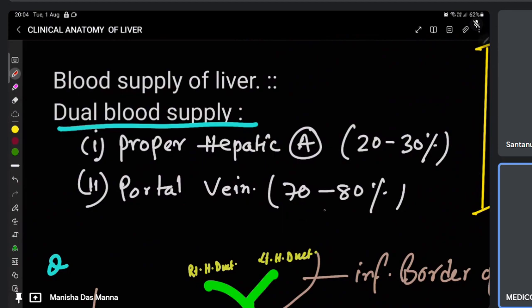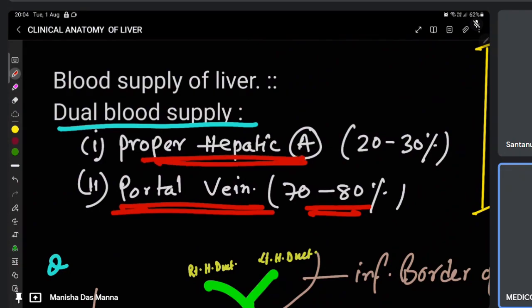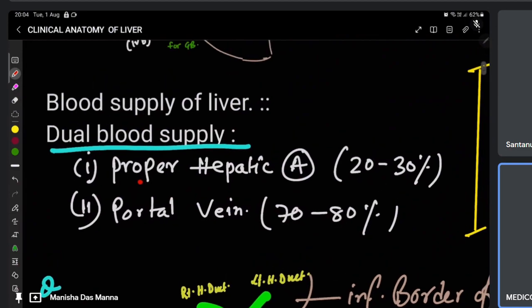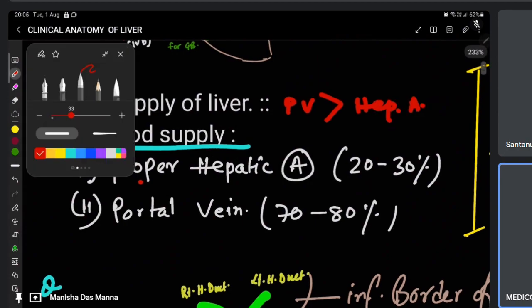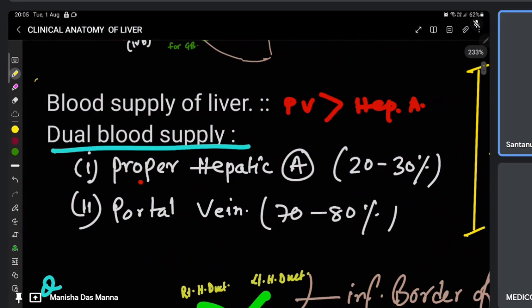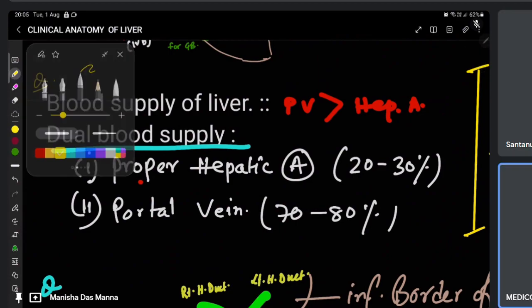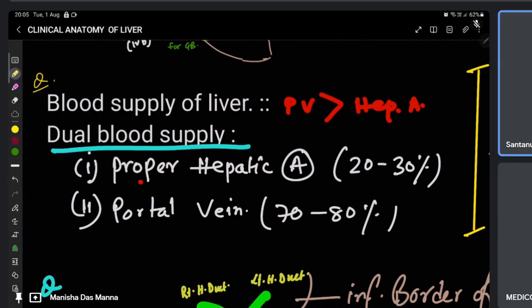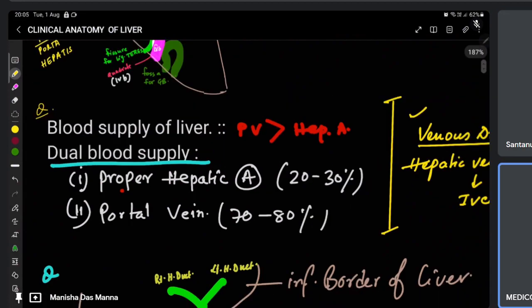So 70 to 80% of the blood supply to the liver is by your portal vein, this point is important. And the proper hepatic artery supplies 20 to 30%. So the important thing is that the blood supply of the liver by the portal vein is much greater than by the hepatic artery. Is it clear? This was a previous year's question, that's why I am introducing this here. Okay, next.